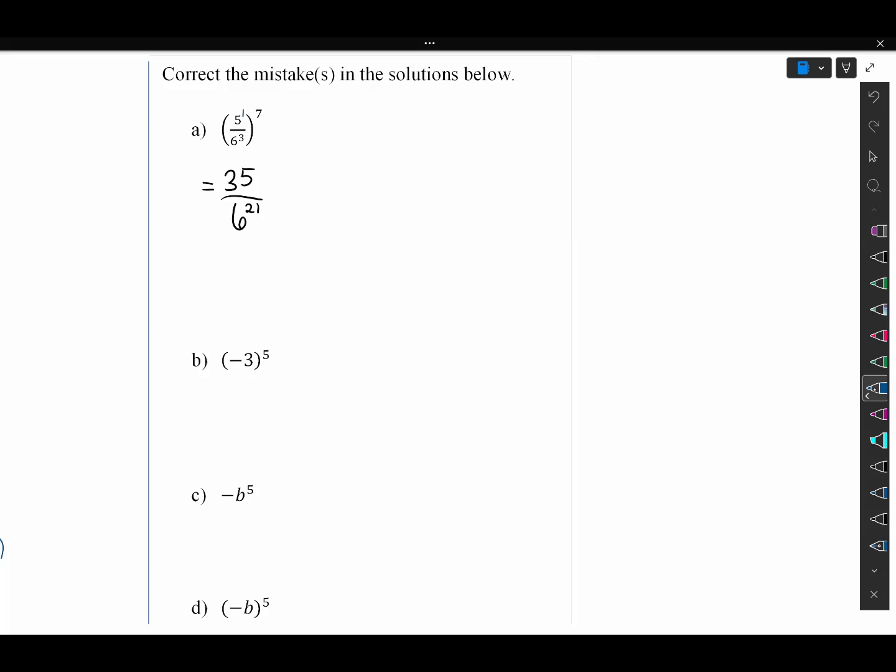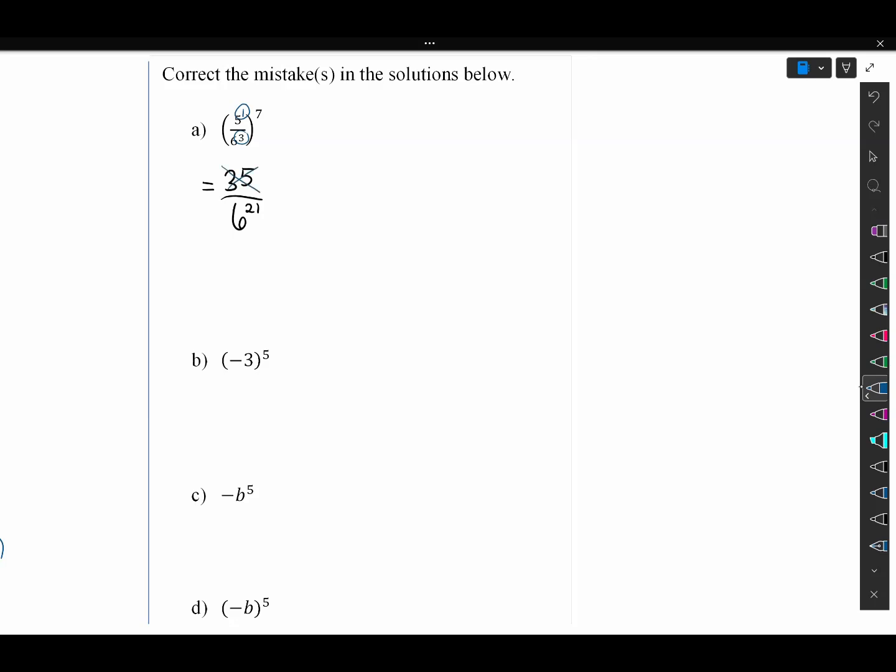And if I'm working here, what is the base of my power right here? Oh, it's the whole piece because I have my brackets. It's 5 to the exponent 1 over 6 to the exponent 3. If I am applying my power of a power rule here, then I will need to make sure I'm multiplying my exponents.